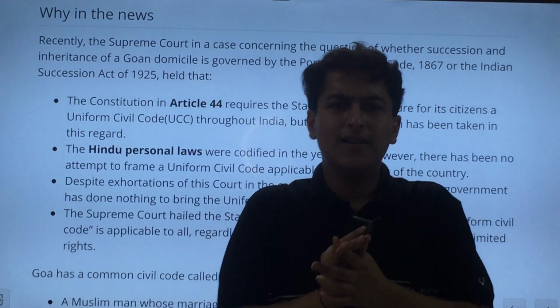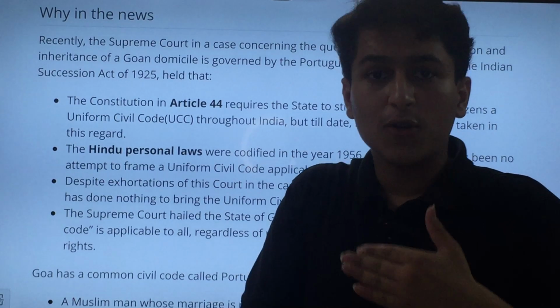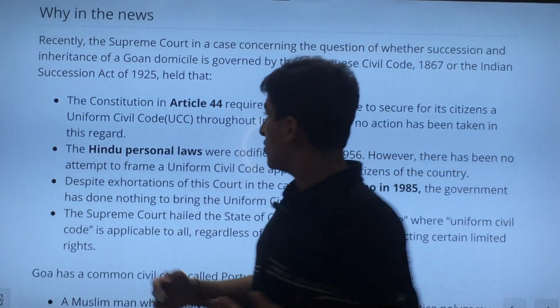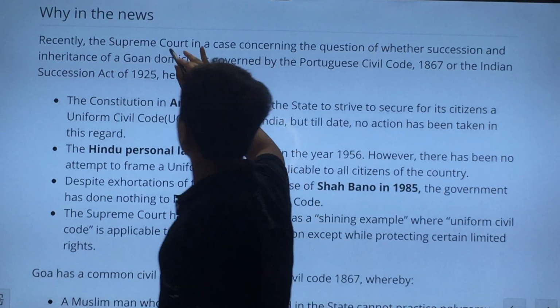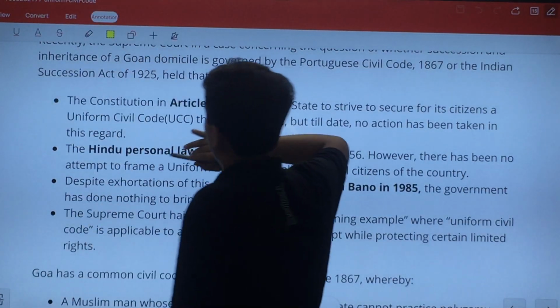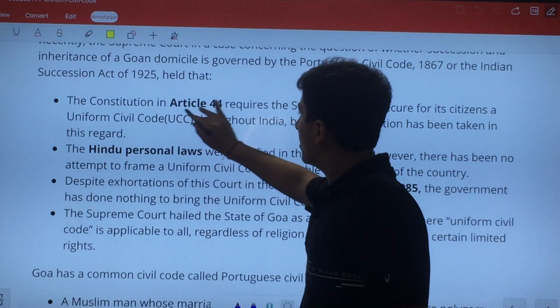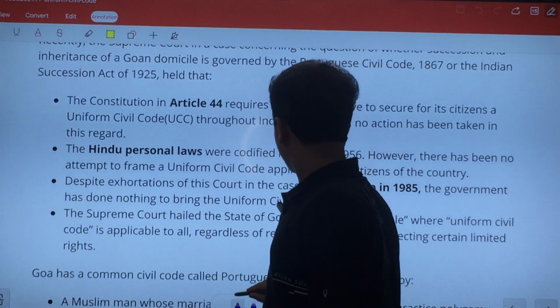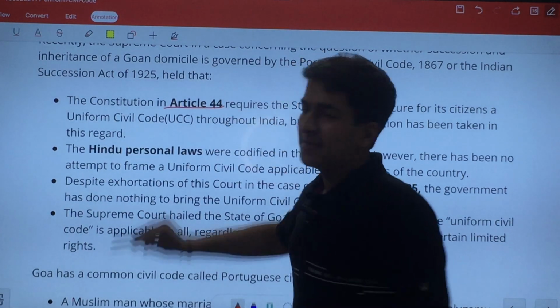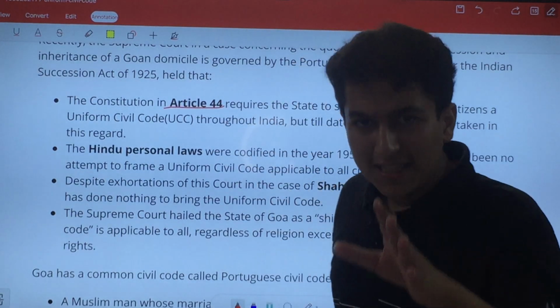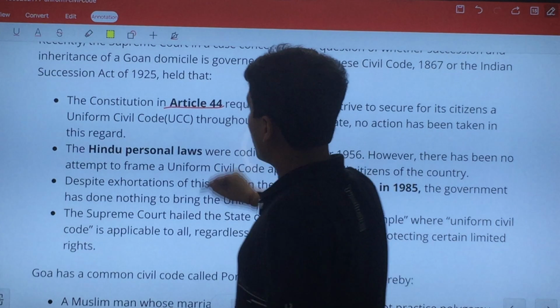First of all, we need to understand in which part of the Constitution is the Uniform Civil Code. So, the Uniform Civil Code is in Part 4 of the Constitution, that is Article 44. The Uniform Civil Code is a DPSP. We know that Directive Principle of State Policy, DPSP, is under Article 44 of the Constitution.